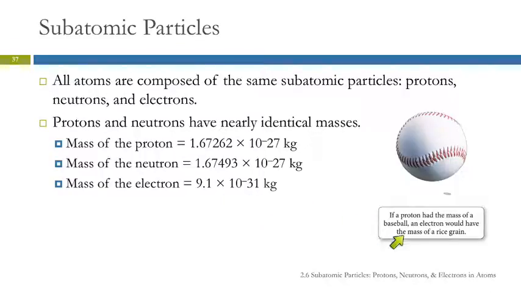So here's another illustration. If the proton had the mass of a baseball, an electron would have the mass of a grain of rice. So electrons, really small compared to the protons. You do not need to memorize these numbers. What I want you to know is that the proton and the neutron are about the same mass. Electron, much, much smaller.